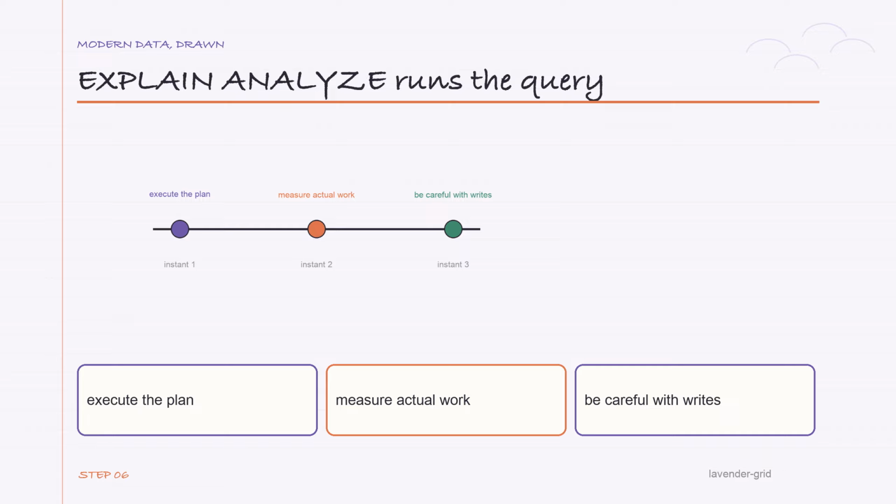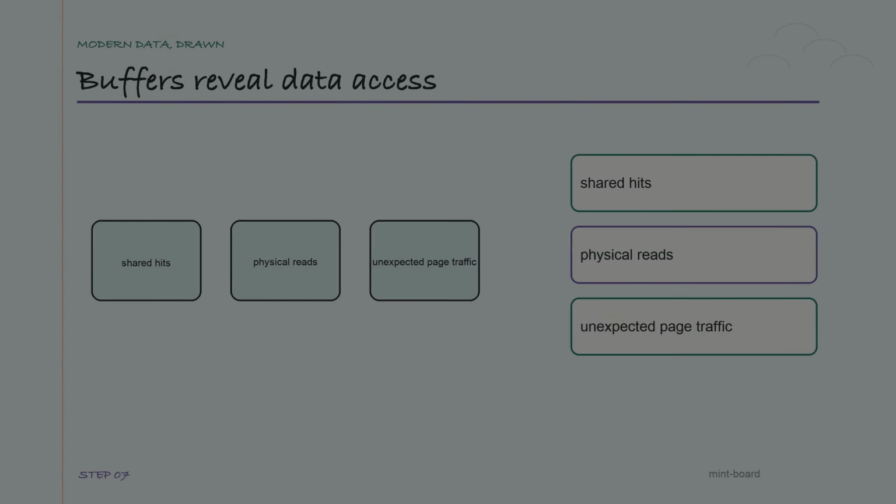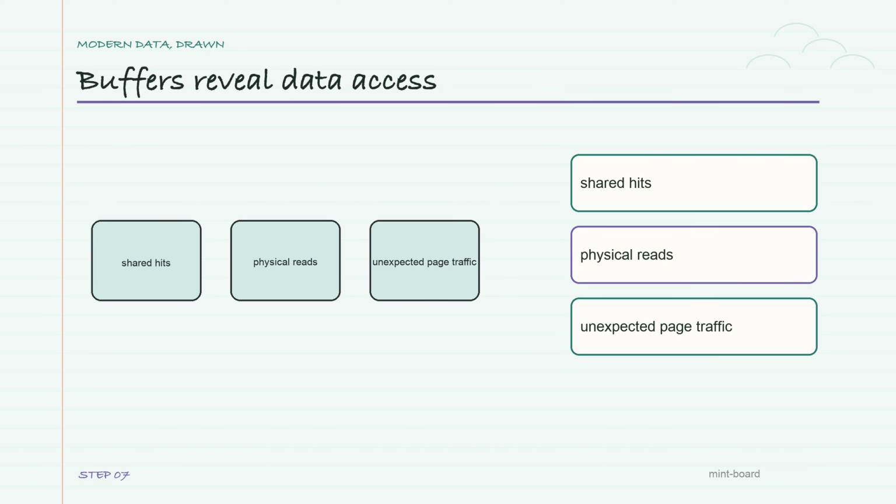Read the drawing from one idea to the next. Execute the plan, then measure actual work, then be careful with writes. You do not need to memorize every implementation detail yet. Focus on what moves, what stays fixed, and why the system does less unnecessary work.